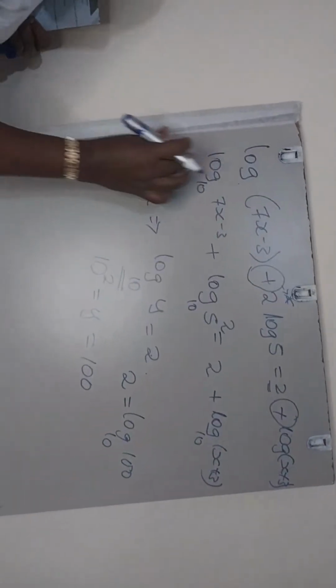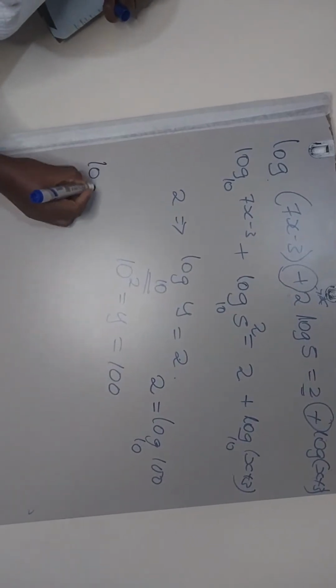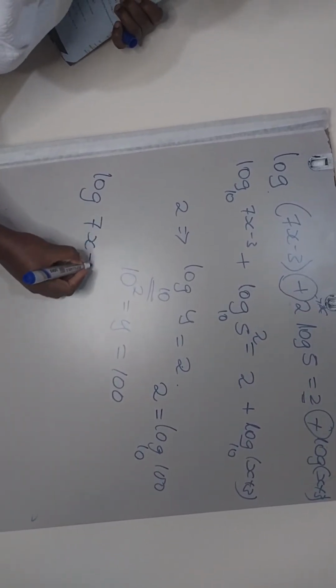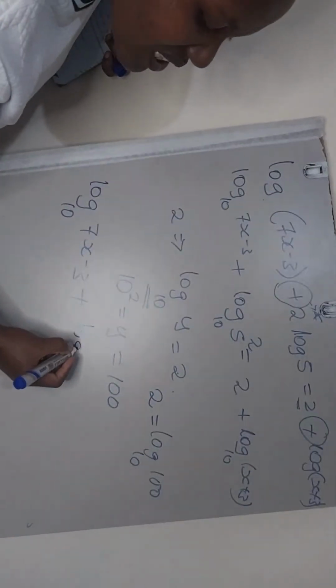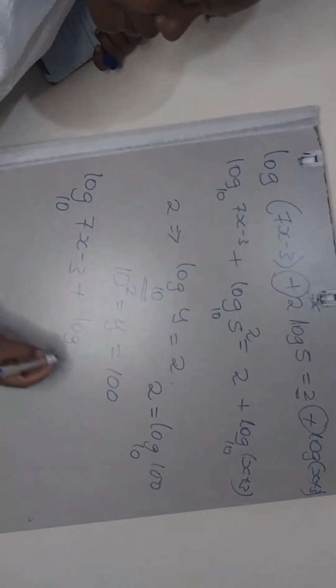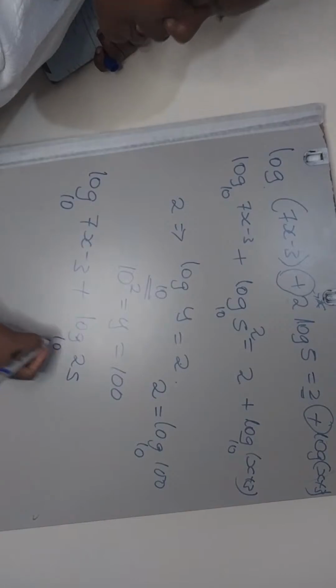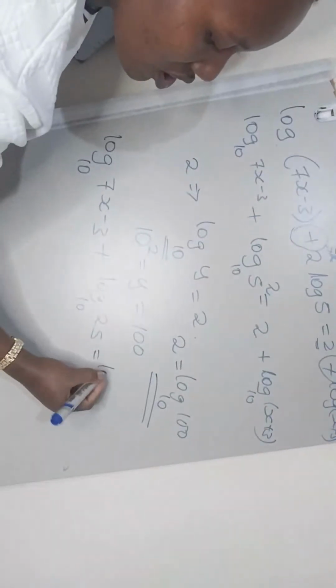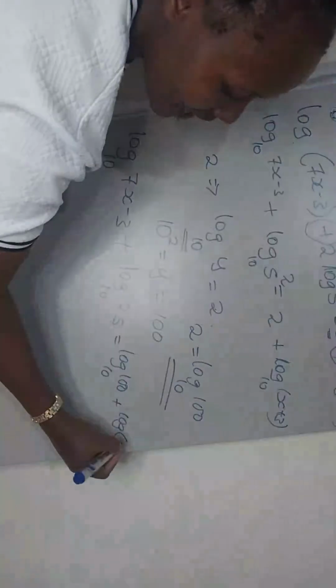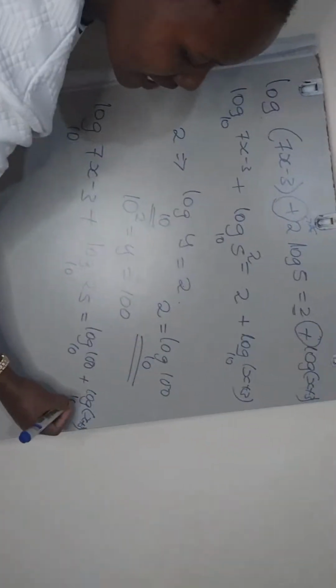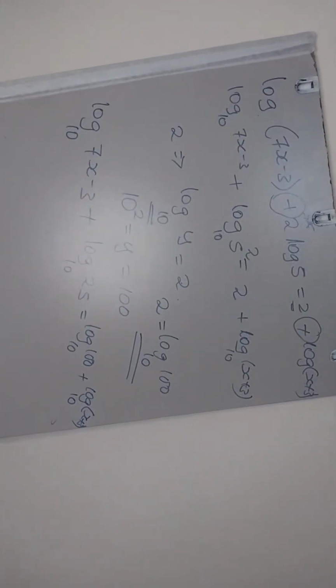So we can go ahead. We can rewrite our question again, and now it will be log 7x minus 3 to base 10 plus log, what is 5 squared? 5 times 5, which is 25, to the base 10 is equal to, now instead of writing 2, we write log 100 to base 10 plus log x plus 3 to base 10. We can now see all our numbers have log to base 10.